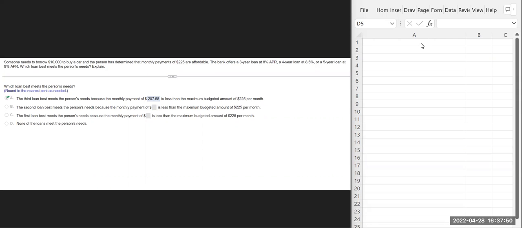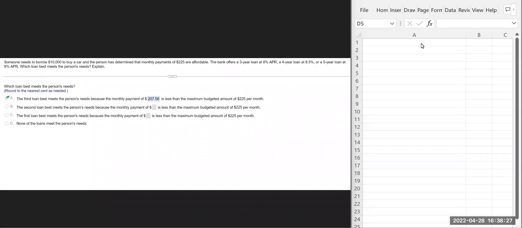A bank is offering a 3-year loan at 8% APR. Another bank is offering a 4-year loan at 8.5% APR. And a third bank is offering a 5-year loan at 9% APR. Now, we want to know which loan best meets the person's needs. What are you thinking? How do you help this person to make a decision based on their budget?